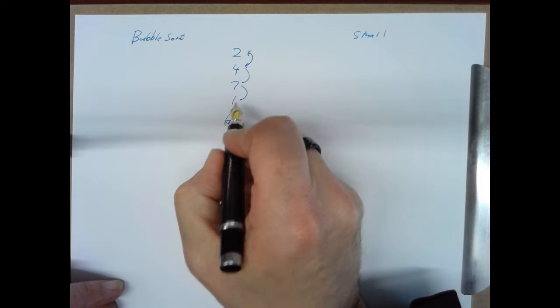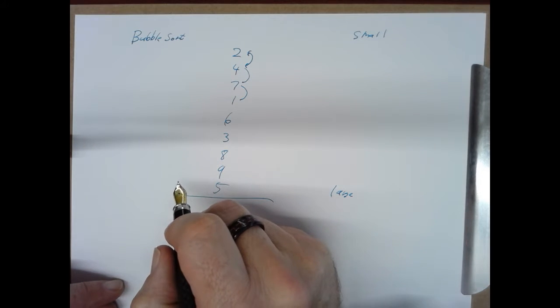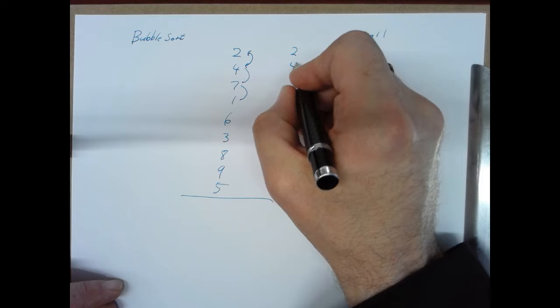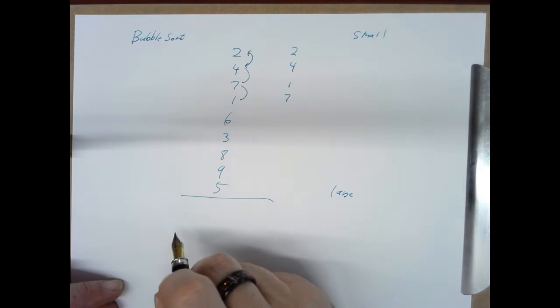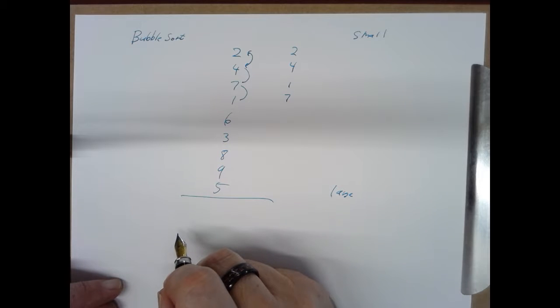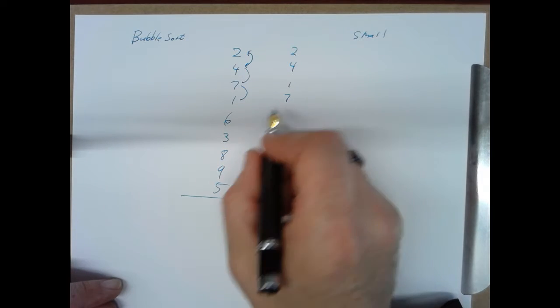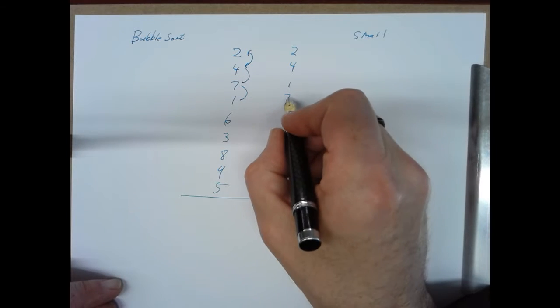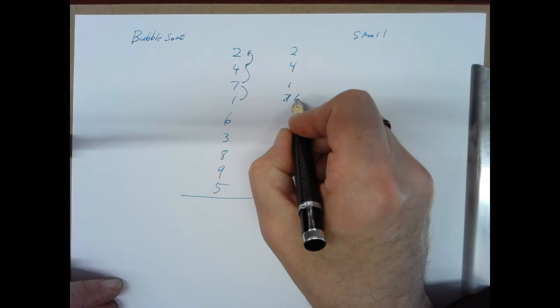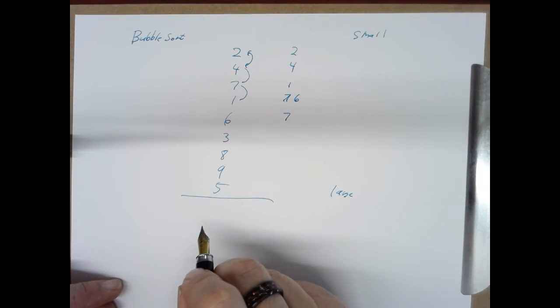But 7 and 1, those are in the wrong order. So the 2's fine, the 4's fine, but 7 and 1 should be swapped. So we'll put the 1 where the 7 is and the 7 where the 1 is. And then we continue. We compare the 7 now to the 6, and those are in the wrong order. So we'll put the 6 there and put the 7 down.